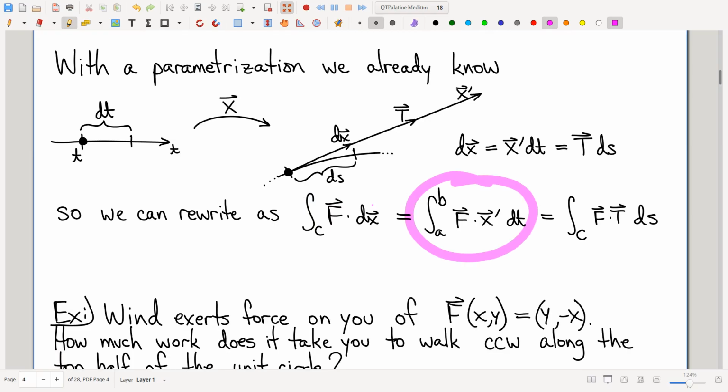I like this one for a totally different reason. I like this one because it's already been pulled back. Look at this. It's an integral on the t-axis with a domain given from a to b. So some interval from a to b. This is a single variable calculus plug and chug.